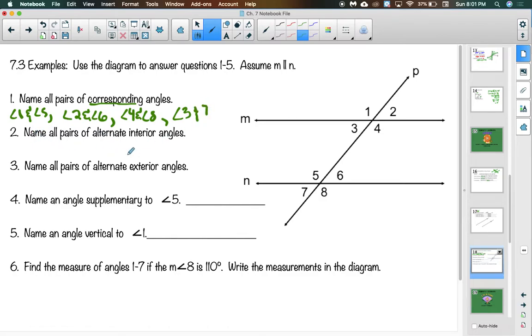Now, name all pair of alternate interior angles. So interior means that they sit on the inside of my two lines, and alternate means that they are diagonal from each other. So we're talking about angle 3 and angle 6. We also could be talking about angle 4 and angle 5.